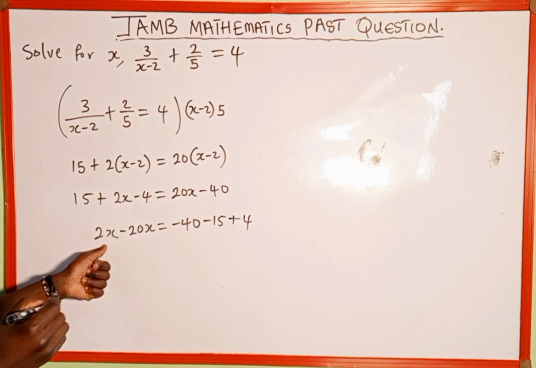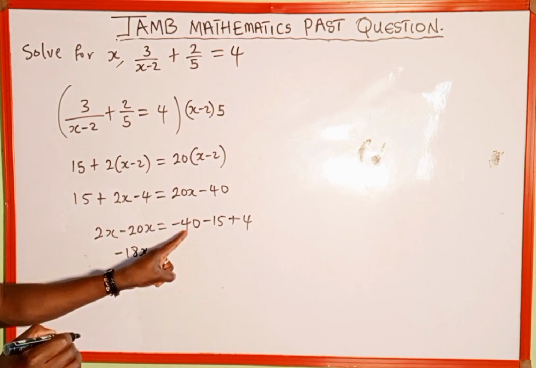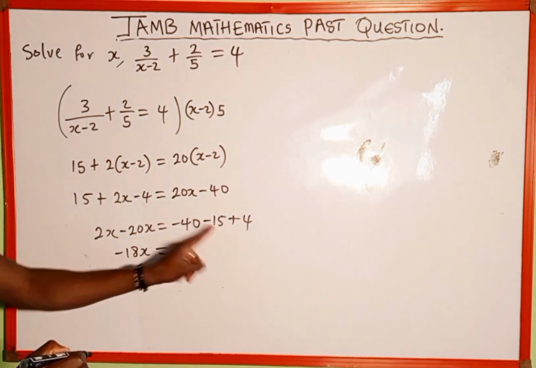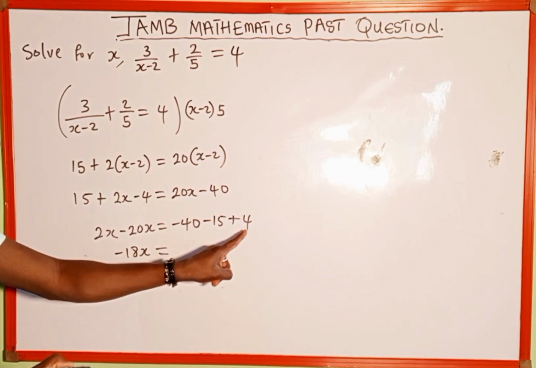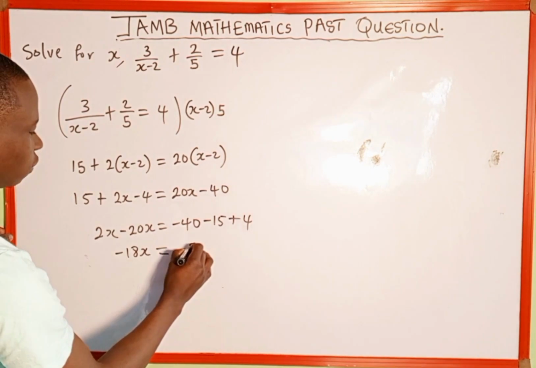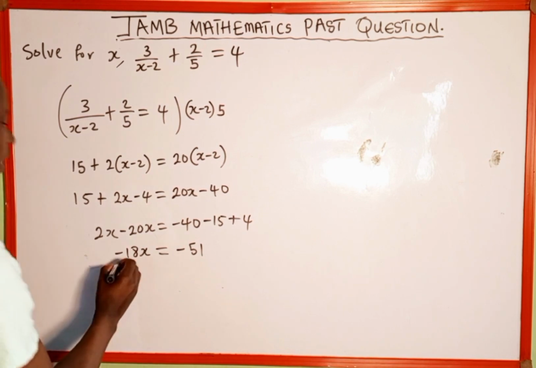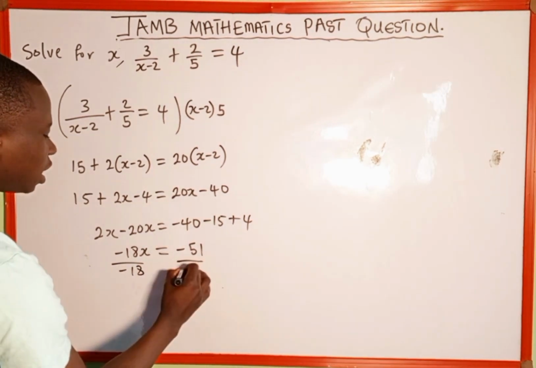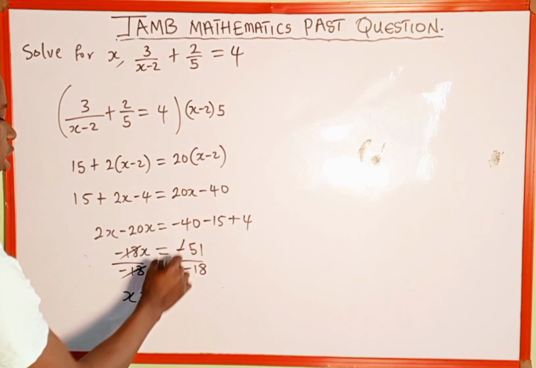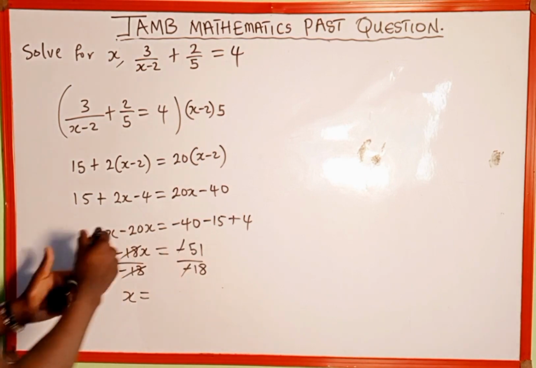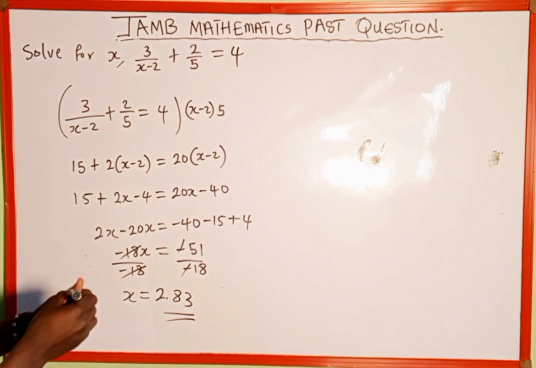So this is going to be what? 2x minus 20x is going to give us minus 18x, which is equal to negative 40, negative 15 is going to give us what? Negative 55. And negative 55 plus 4 is going to give us what? Negative 51. Now we're going to divide both sides by the coefficient of x, which is what? Negative 18. So we have negative 18, then negative 18. So this is going to cancel this. We are left with x, which is equal to, negative will cancel negative. 51 divided by 18 is going to give us 2.83 approximately. So this is the value of x that satisfies this equation.